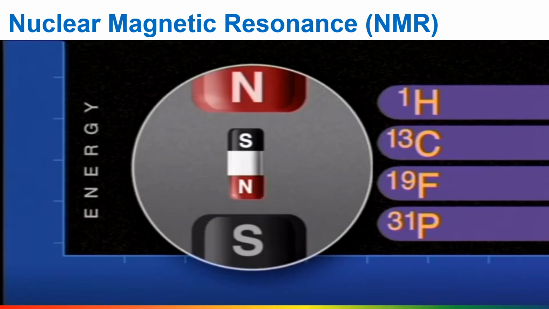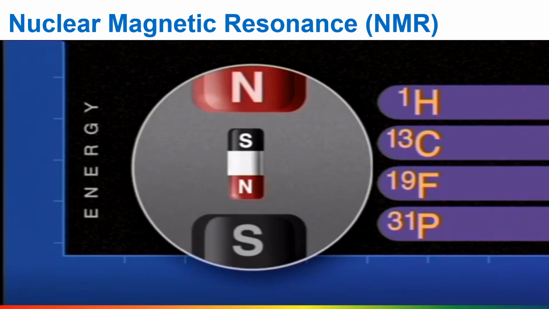When placed in an external magnetic field, these nuclear magnets can line up in one of 2 ways, with or against the applied field. These 2 different states have slightly different energy levels.